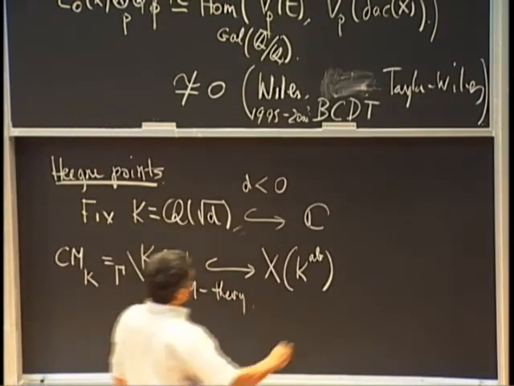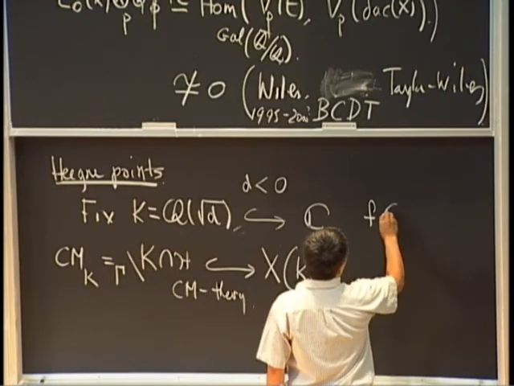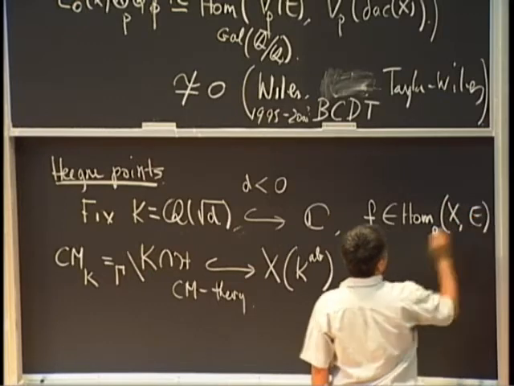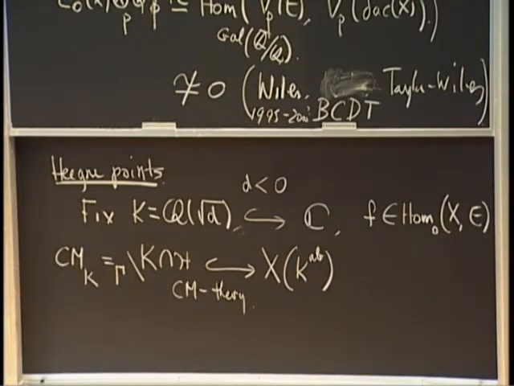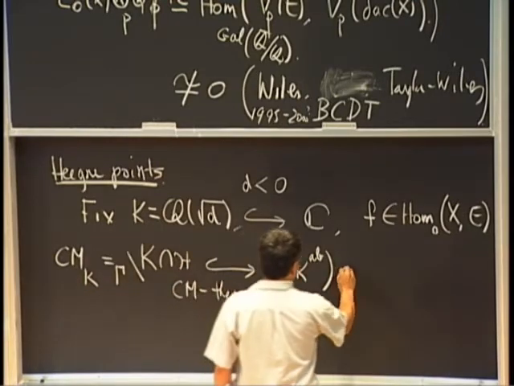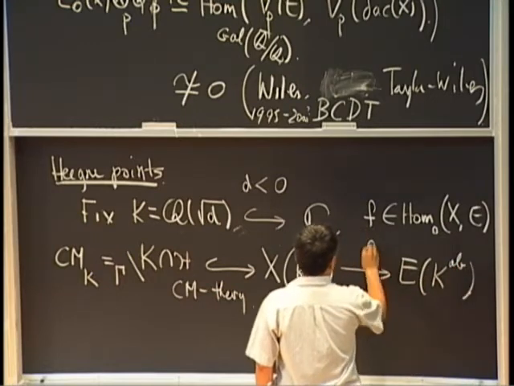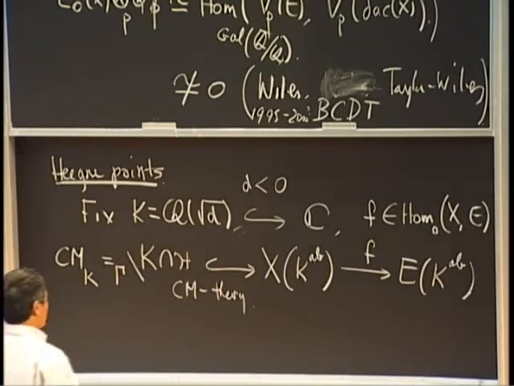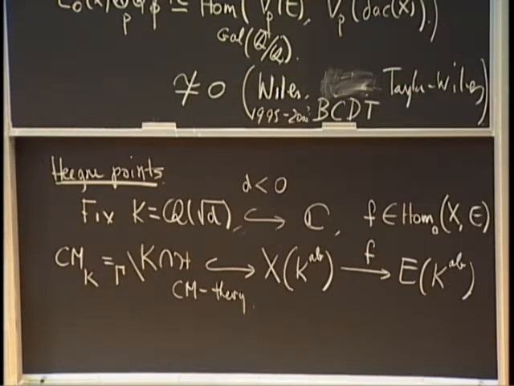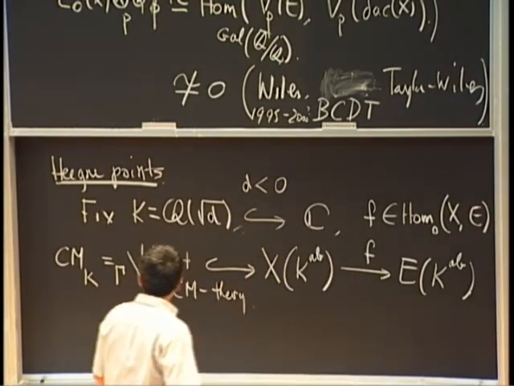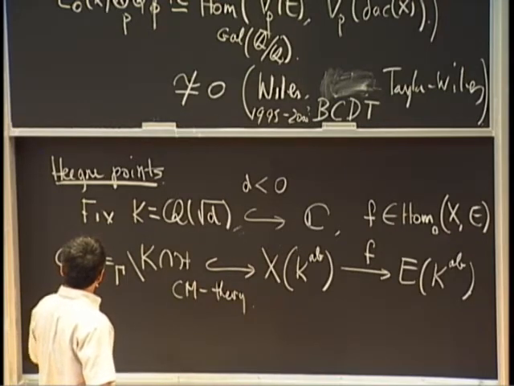If you fix a point, let F be a homomorphism from X to E, something called a modular parametrization. I can continue this picture to E of K^ab. So I get many points on E(K^ab), and all the images of these points, maybe I should call them Heegner points. Here I call them CM points.